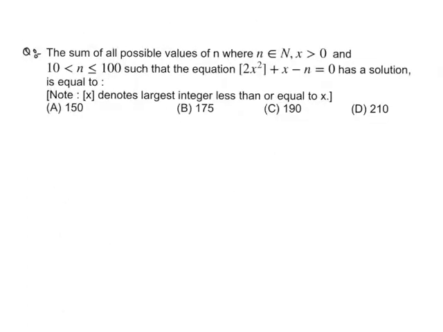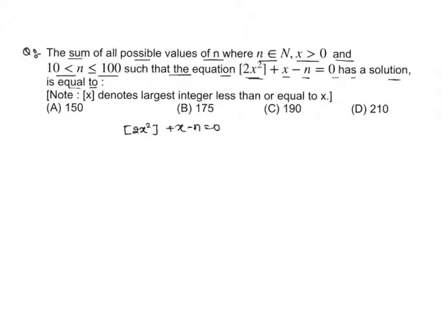Next problem: the sum of all possible values of n, where n belongs to natural numbers, x is greater than 0, and n is greater than 10 and less than or equal to 100, such that the equation greatest integer of 2x² + x − n = 0 has a solution, is equal to. So to simplify this one, what we'll take first is the greatest integer of 2x² + x − n.